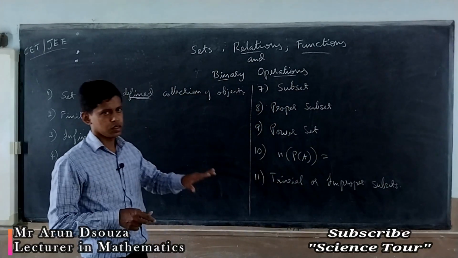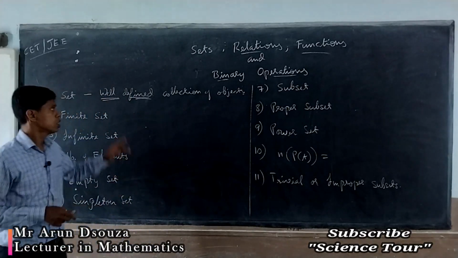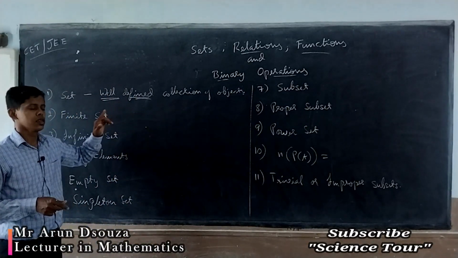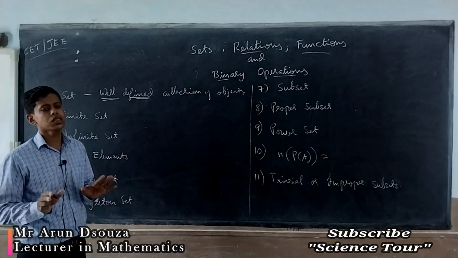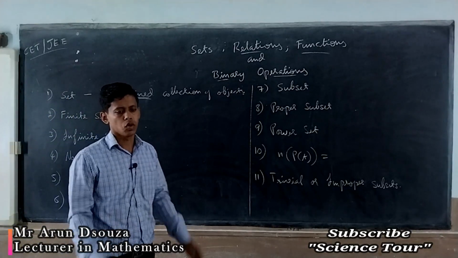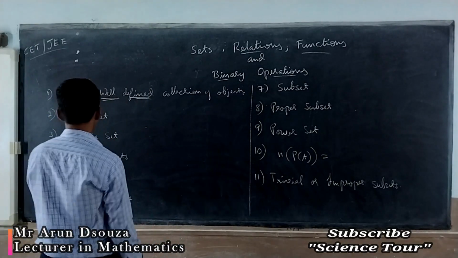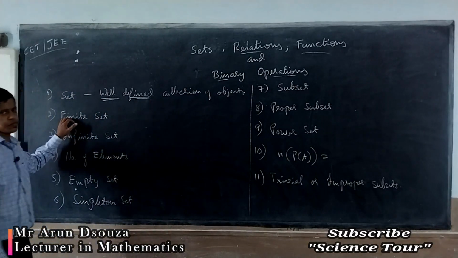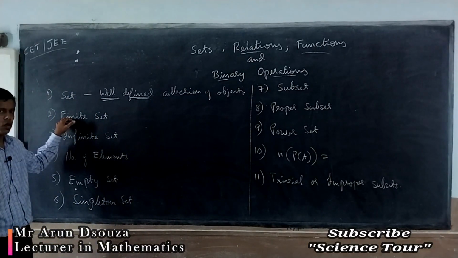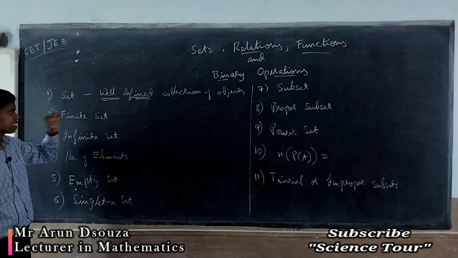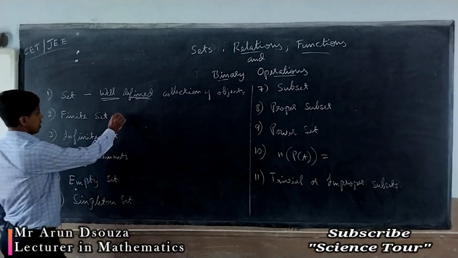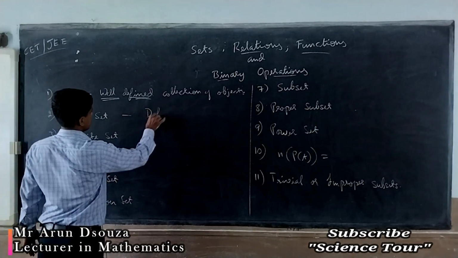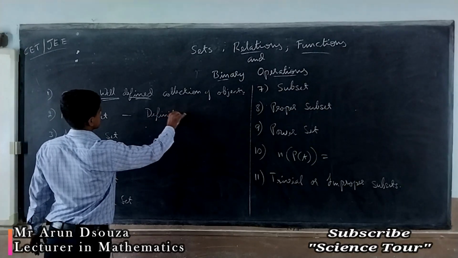All the players, best players, is not a set. It must be well defined. Simple thing, everyone must have the same list. That's what you remember. Now, what is a finite set? Finite set, yes, it is countable. You have a definite number of elements.